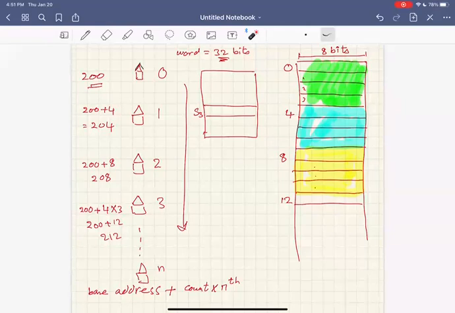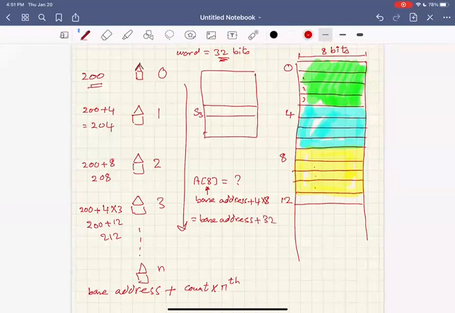And A of 8 is nothing but, again, the base address plus 4 multiplied by the house number, or in our case the 8th location in my array, so multiplied by 8. So it will be equal to the base address plus 32. So no matter what the base address is, I will take that base address and add 32, and I will know the location of A of 8.